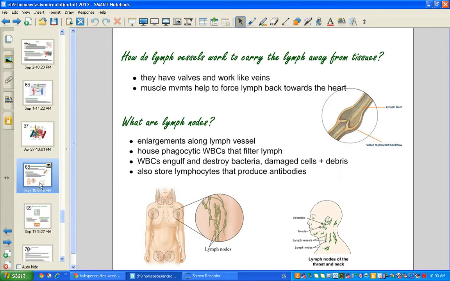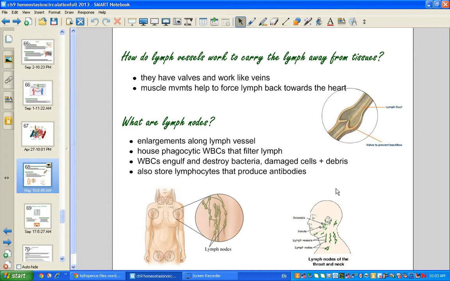Basically, they're really important in fluid balance, and they help to carry products from the breakdown of fatty foods into your body so that your cells can make use of them. This is just showing a picture. The lymphatic vessel, similar to a vein, has valves in it to make it able to pump lymph, not really pump lymph, but force lymph back up towards the heart.